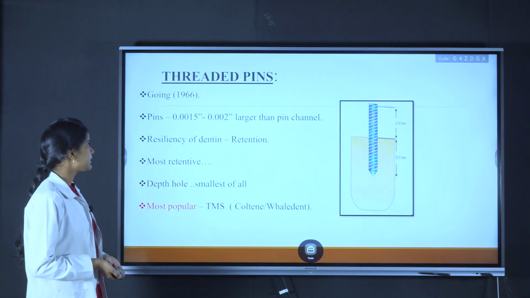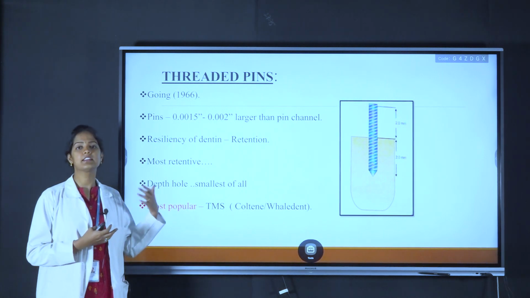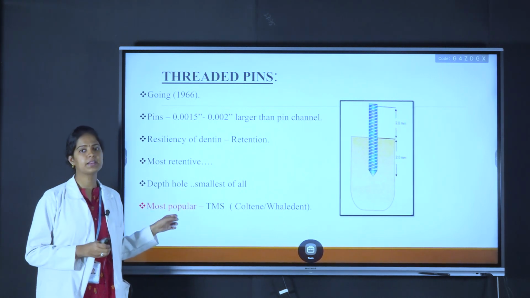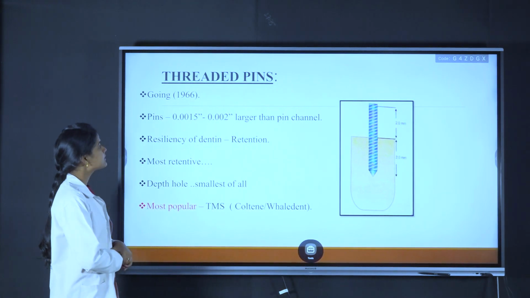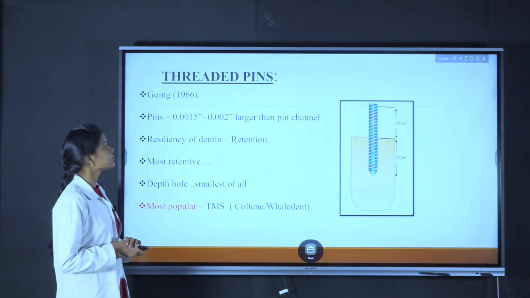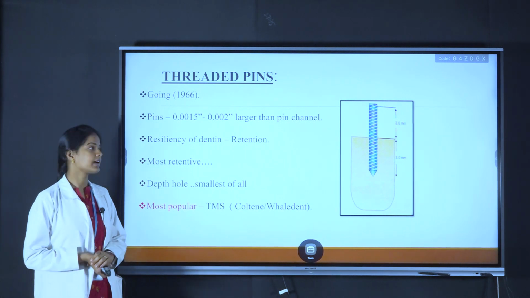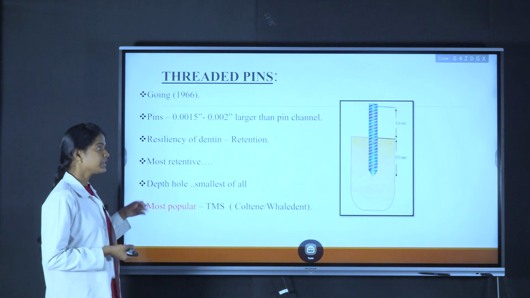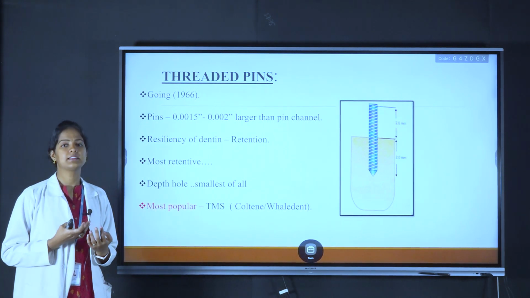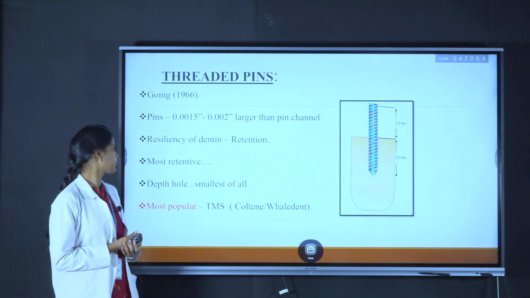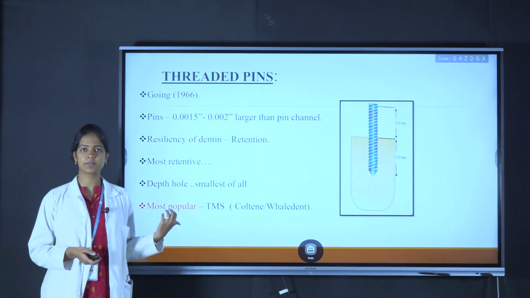So coming to the threaded pins, it was introduced by Going in 1966. This is the most commonly used type of pin in the present scenario. In this, the pins are about 0.0015 to 0.002 inches larger than the pin channel. Here also it uses the resiliency of the dentine only to provide the resistance and the retention form. Of all the types of pins, this is the most retentive type of pin.